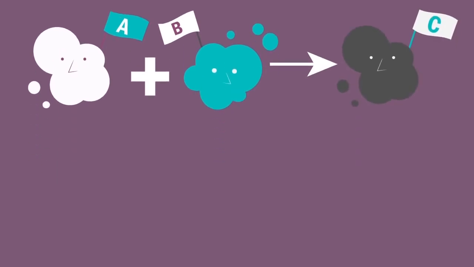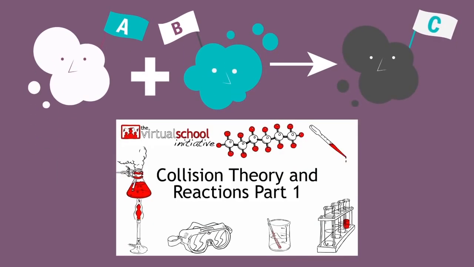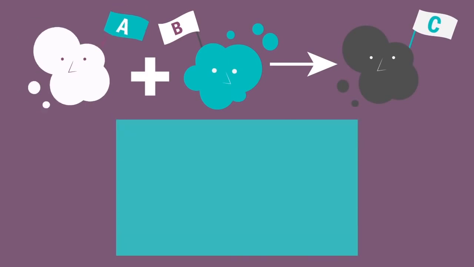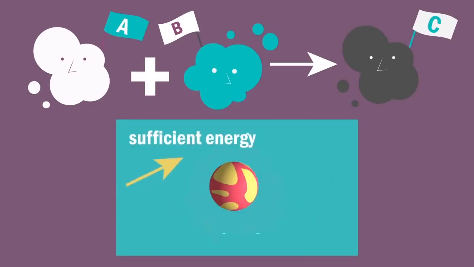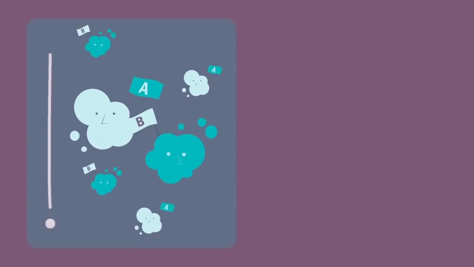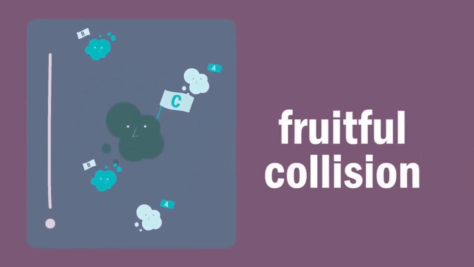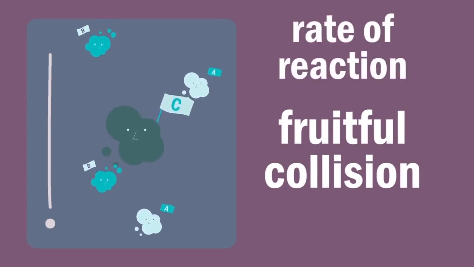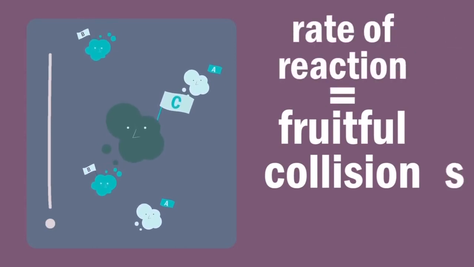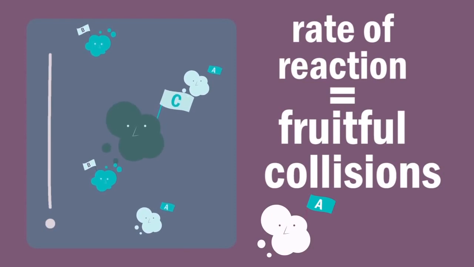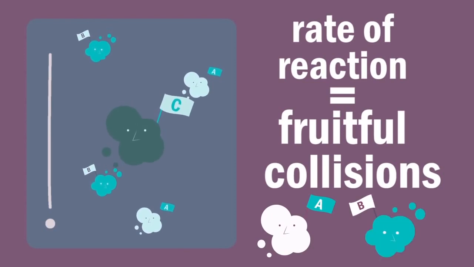As mentioned in our video Collision Theory and Reactions Part 1, for a reaction between gas A and gas B to occur, they must collide with sufficient energy. A collision resulting in a reaction is a fruitful collision. So the rate of reaction can be taken as the number of fruitful collisions between A and B per second.